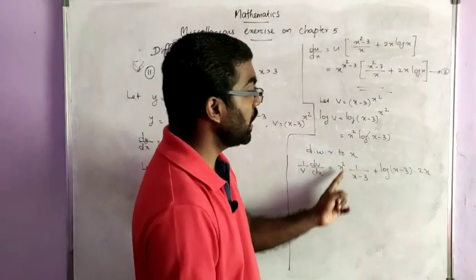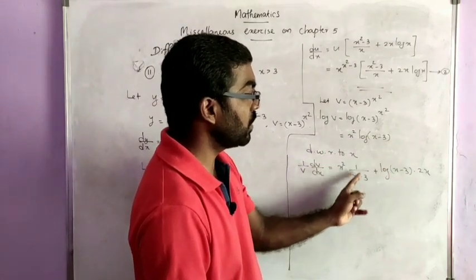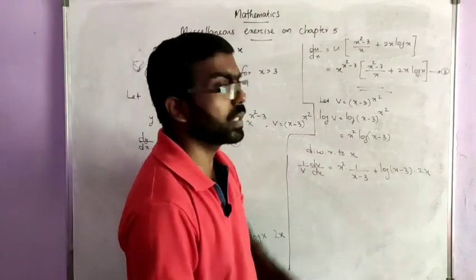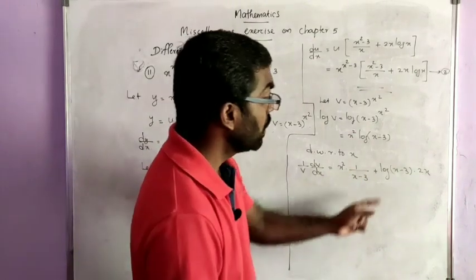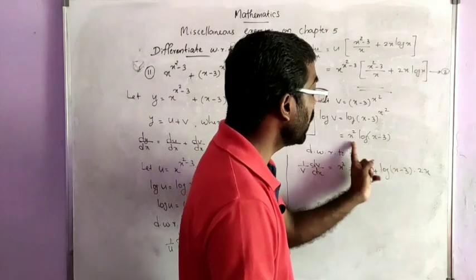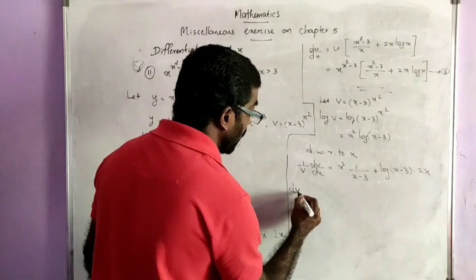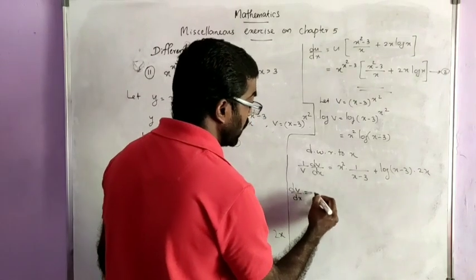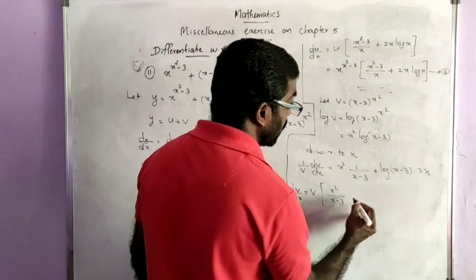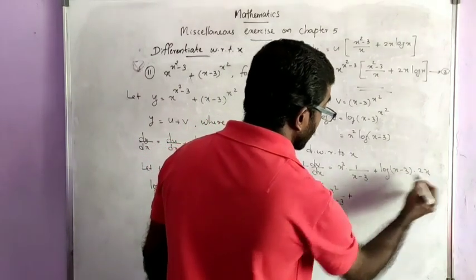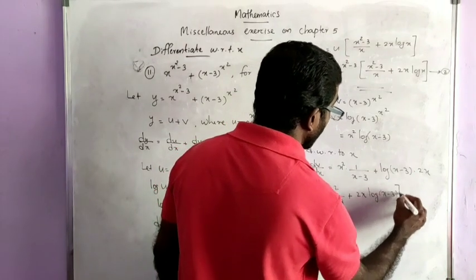So here the first function is x square, log x derivative 1 by x. Here instead of x the term is x minus 3, so 1 by (x minus 3) into derivative of x minus 3, but it is 1, so the answer is 1 by (x minus 3). Then second function log(x minus 3) into derivative of first, derivative of x square is what? 2x. So dv by dx is equal to, this v we can cross multiply, v into x square by (x minus 3), then plus this 2x I write first, 2x into log(x minus 3).